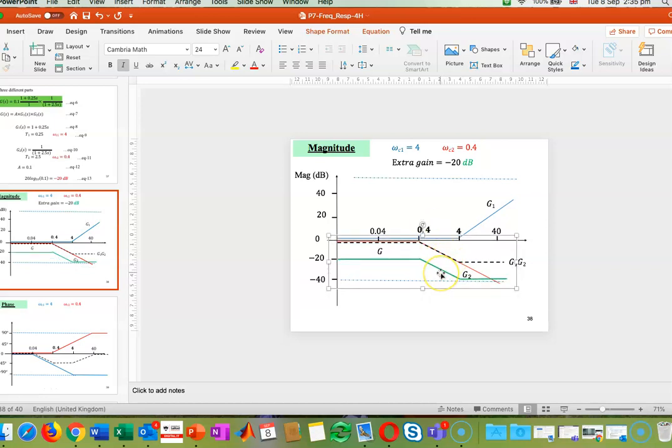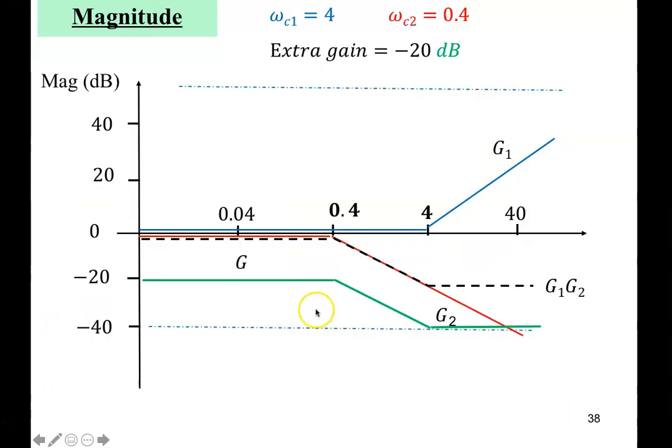Now that's correct, because it's a minus 20 dB, okay? Minus 20 dB means for the black line, you have to add minus 20 dB to the black line. 0 add to minus 20, that's minus 20. 0 add to minus 20, that's minus 20. 0, minus 20. This is minus 20, add another minus 20, that's minus 40.